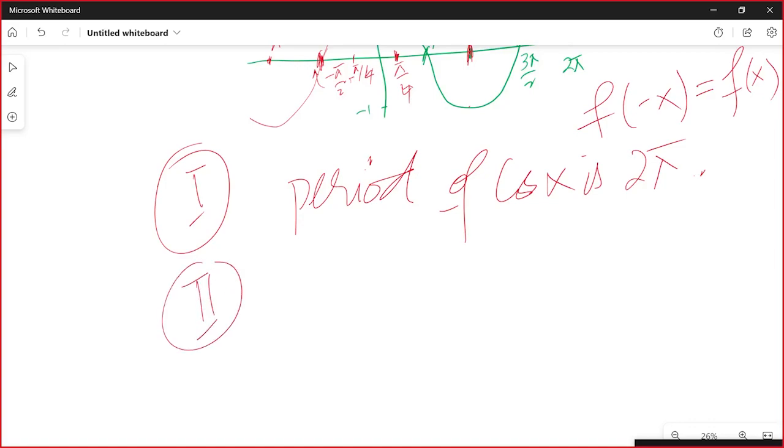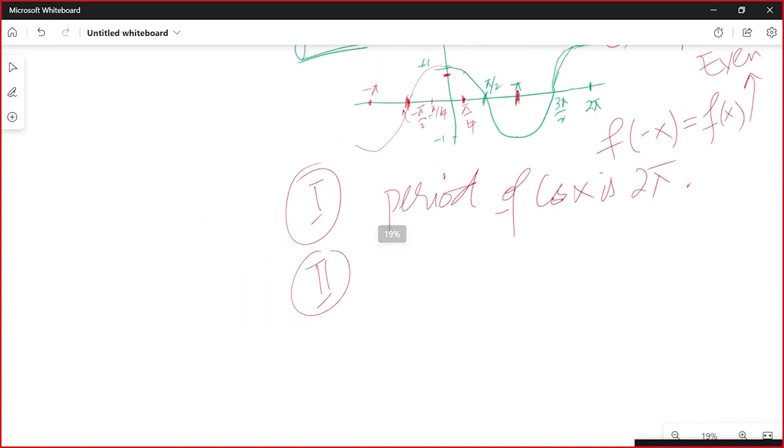Second thing, what is the maximum and minimum value? +1 and -1, the same as sine has. Does it make sense to you? Yep. Okay.